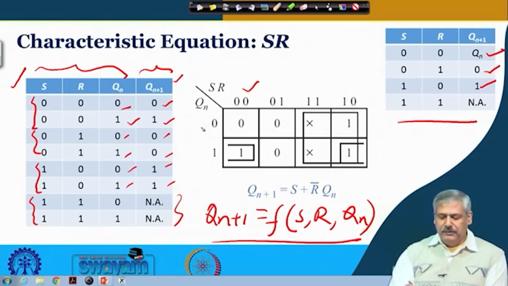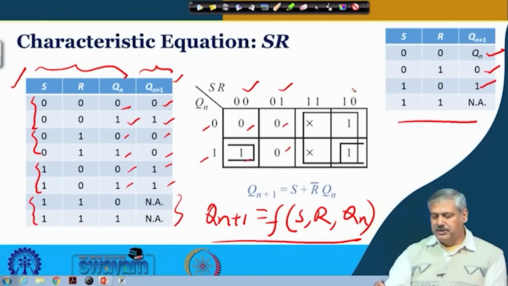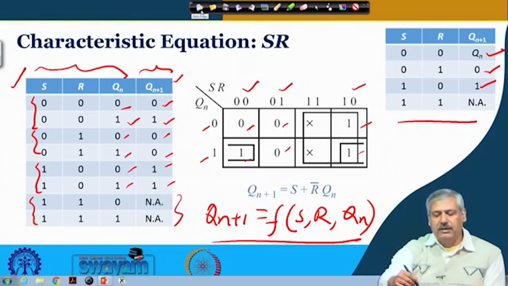For SR 0 0, if Qn is 0, then Qn plus 1 is 0; if Qn is 1, Qn plus 1 is 1. If it is 0 1, it is reset. If it is 1 0, it is set, and for 1 1, since it is not allowed, we put a don't care here. That means whether we get 0 or 1 from the equation does not matter, because this case will never appear at the SR flip-flop input. We shall use that don't care either as 0 or as 1 depending on how the groupings can be obtained and a minimized representation can be made available.